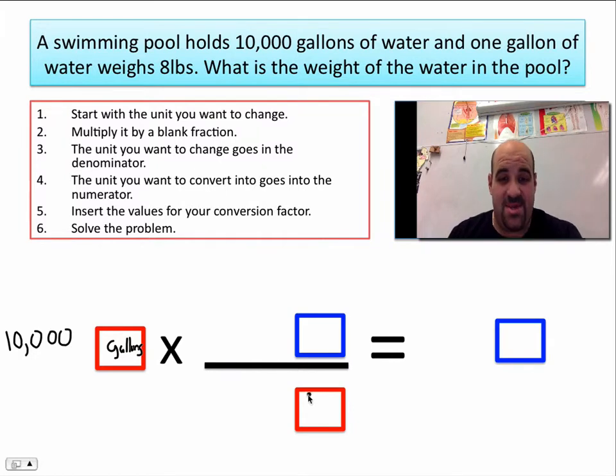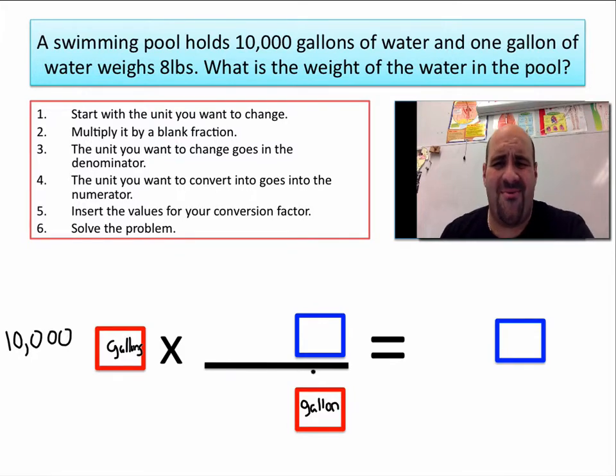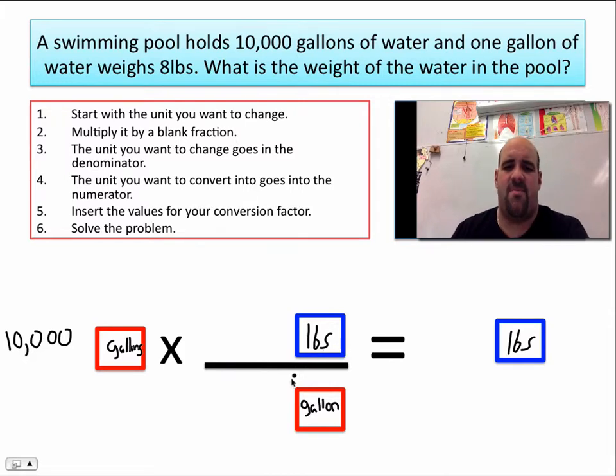I know that the unit that goes in the top must go in the bottom. Gallon. What is the weight of the water in the pool? They're asking me to calculate the weight of the water in the pool. So I know my final answer obviously is pounds. Same unit here, pounds. That's what I want to convert into.